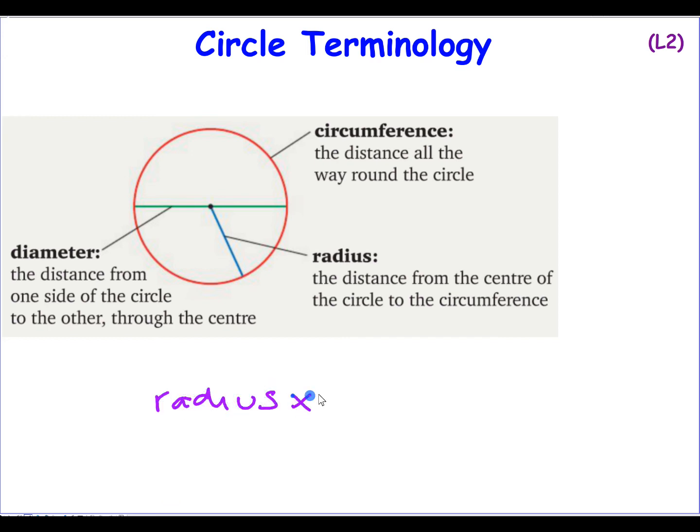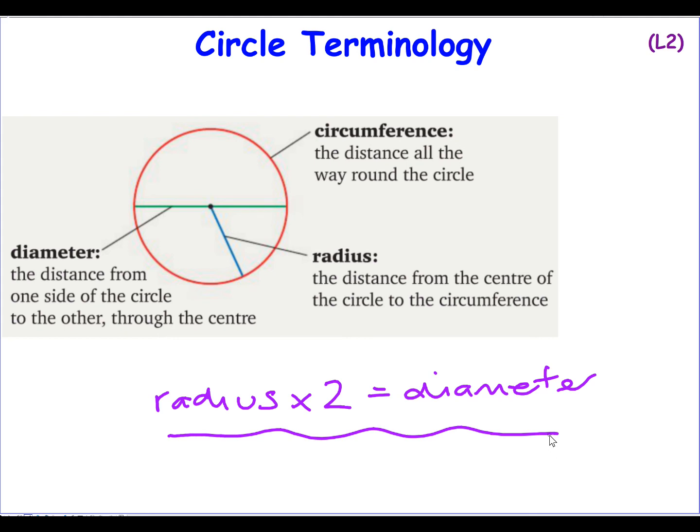So if we multiply the radius by 2, we get the diameter. Now this is quite important because it's something they'll test you on. When we come to give you the formula for the perimeter area of a circle, when you want the radius, they'll give you the diameter, and when you want the diameter, they'll probably give you the radius to check your understanding of these two terms.